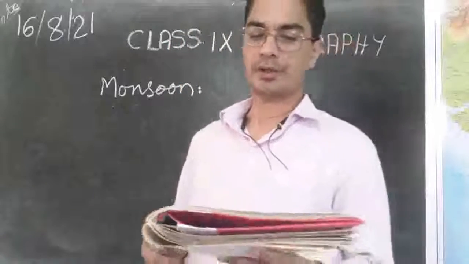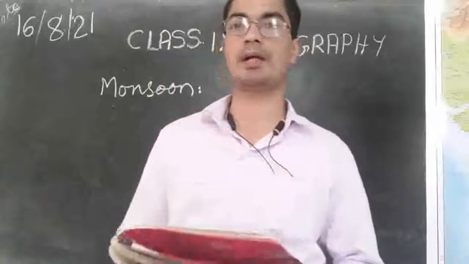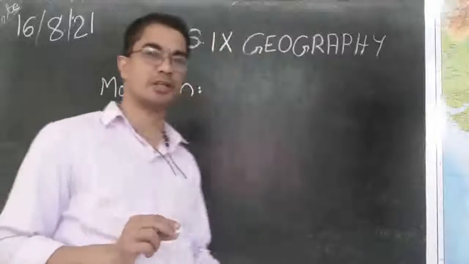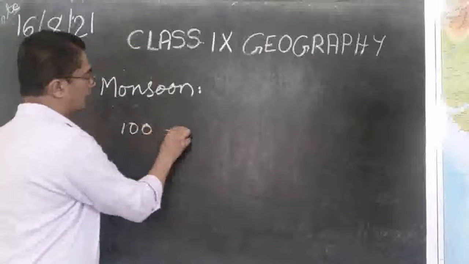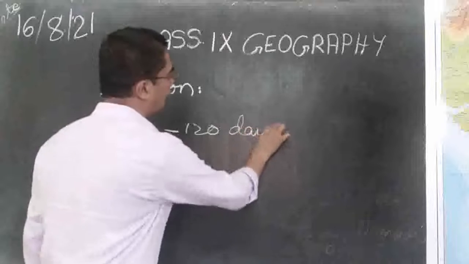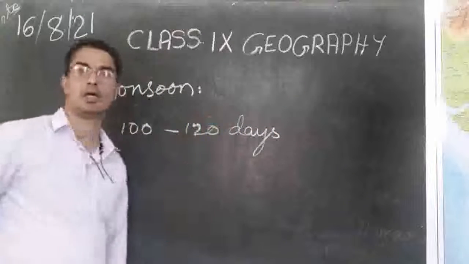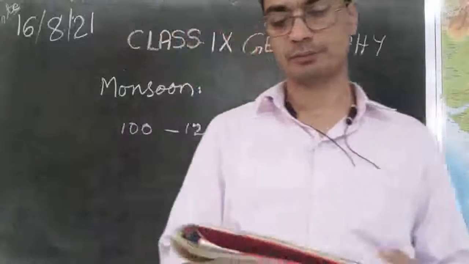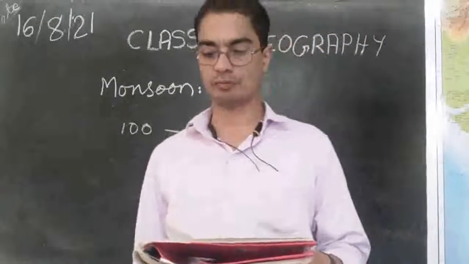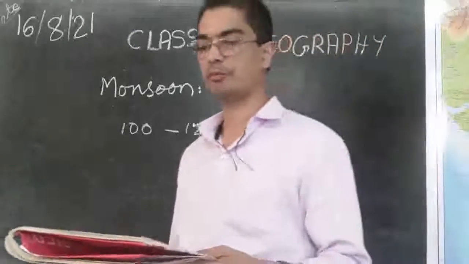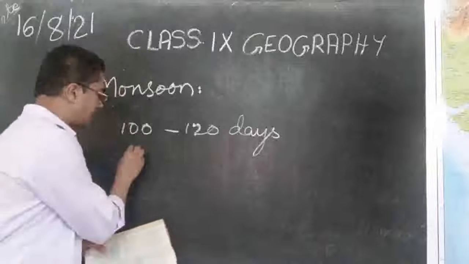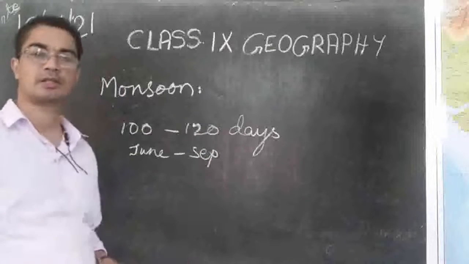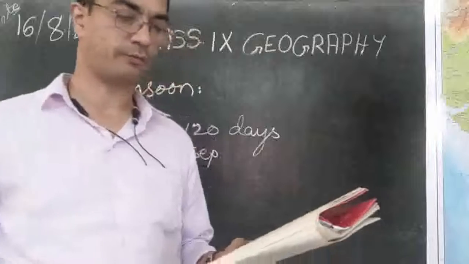And the duration of the monsoon is between 100 to 120 days. So the number of days that we experience monsoon in our country is from 100 days to 120 days. That means almost 3 months we get monsoon rain, and normally it is from early June to mid September. So the time we have is from June to September. That is the time that we receive this rainfall.